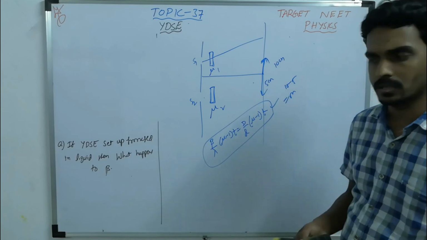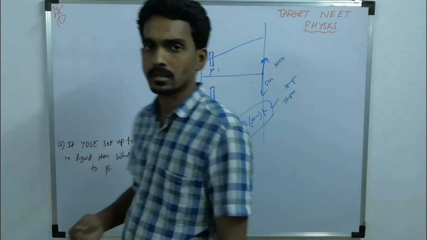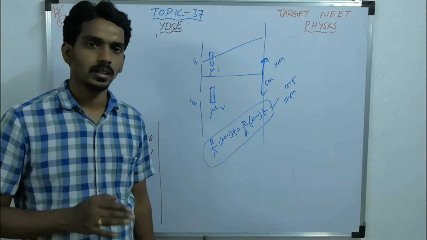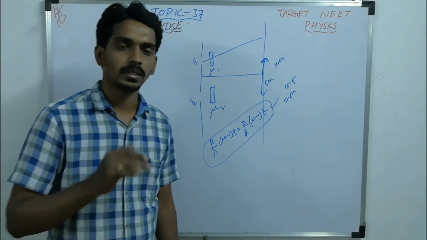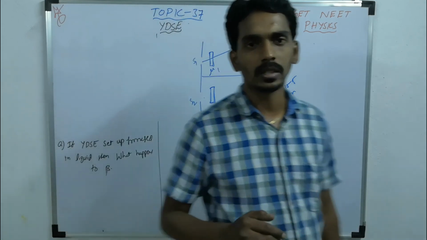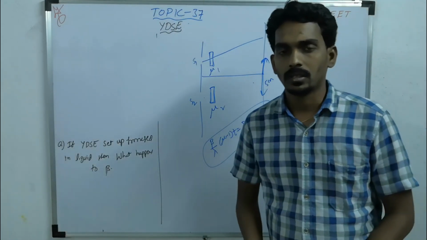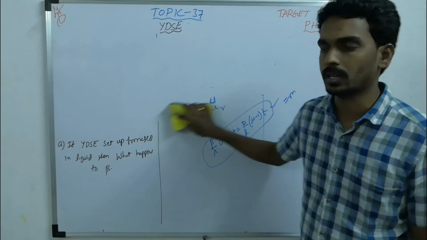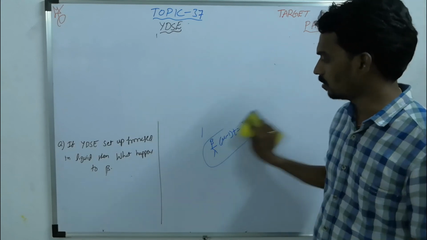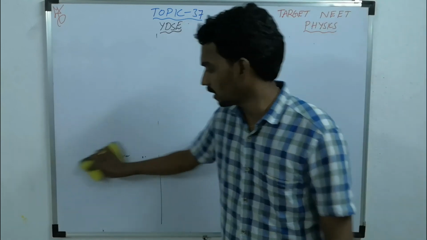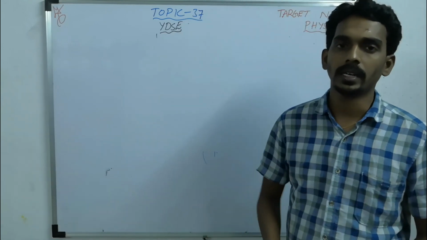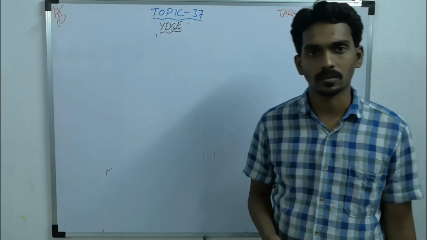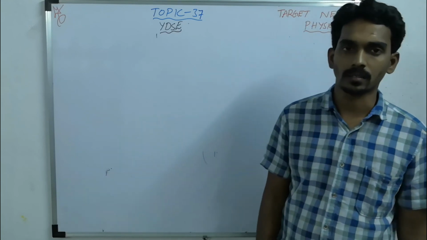So please try to practice such simple formula-based questions. Remember the formula without any confusion and try to calculate without any mistake, then you will get full marks. So this is all about Young's double slit experiment and interference, and how the questions will come. Hope you all understood. Thank you.